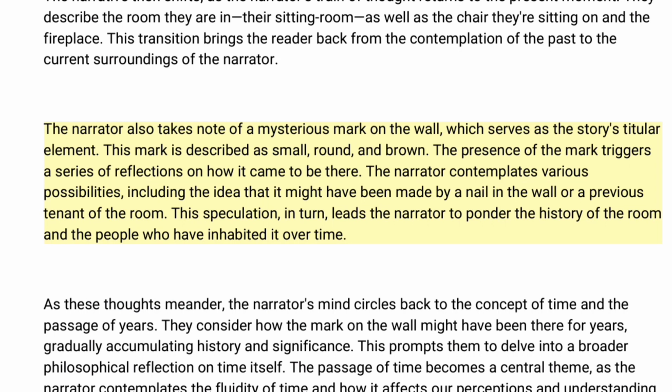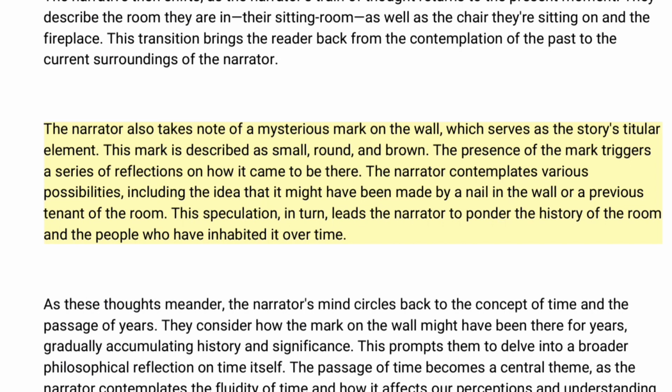The narrator also takes note of a mysterious mark on the wall, which serves as the story's titular element. This mark is described as small, round, and brown. The presence of the mark triggers a series of reflections on how it came to be there. The narrator contemplates various possibilities, including the idea that it might have been made by a nail in the wall or a previous tenant of the room.